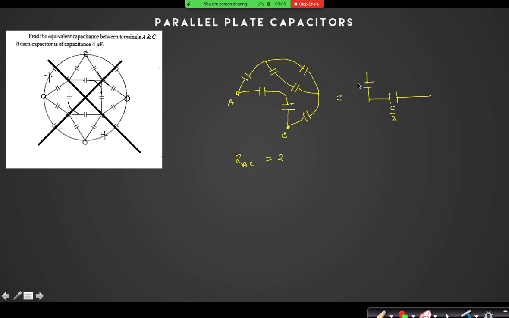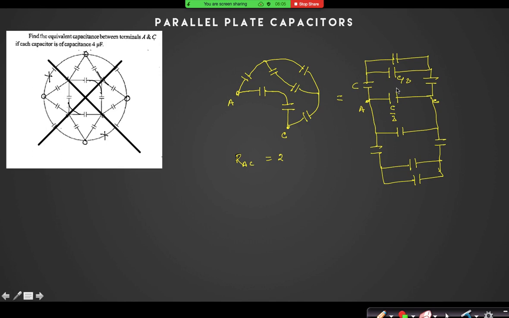Then there is one capacitor C, this capacitor and this capacitor, right? A and C, and this is C by 2 again, and this is C, right? And you can see that a very similar circuit is there also below. And now we can easily calculate the capacitance. So this is C by 2 and C, 3C by 2, 3C by 2, and again C and C, they are in series, so C by 2.